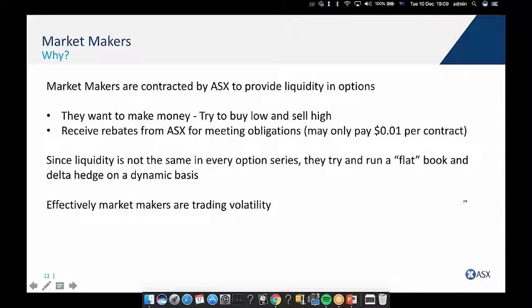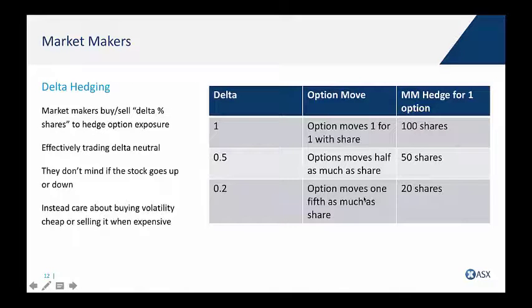So instead, the market makers try and run a flat book, and they use this thing called delta hedging to dynamically hedge their book to ensure that they don't lose if the market moves up or down in the underlying shares. In actual fact, market makers aren't really trading direction, which way they think a stock will move up or down. They're actually trading volatility, and they're trying to buy volatility low and sell volatility when it's high. The way they can ensure that they're not trading a view on the stock is through delta hedging. And we're going to have a look at it.